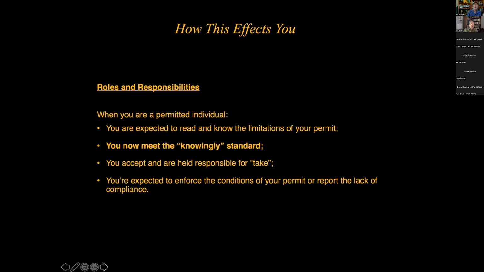You're going to now meet the knowingly standard. That really means that legally you're responsible to the state of California. The federal government has a different standard, but at the state of California level, they will say things like, did you knowingly handle without a permit? And you say, no, I didn't know. But once you have a permit, you have already met the knowingly standard, whether you know the details or not. So now you're a responsible individual who knows these things, even if you don't know them. You're going to have to learn them.